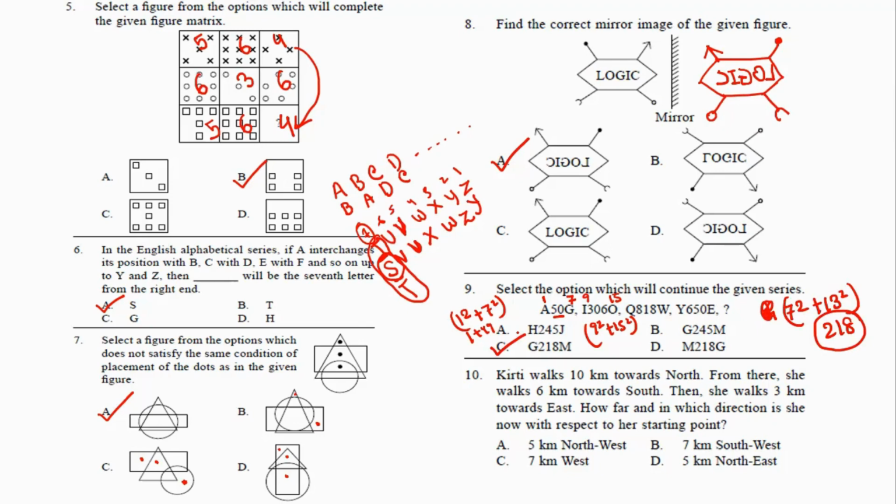Okay. Now we come to question number 10. Kriti walks 10 kilometers towards north. So let us first write down the directions. So this is the north, this is the south, this is the east, and this is the west. Kriti first walks 10 kilometers towards the north. So let us start that. She starts from here, from the 0 position, and she goes for 10 kilometers. Right, this is 10 kilometers.